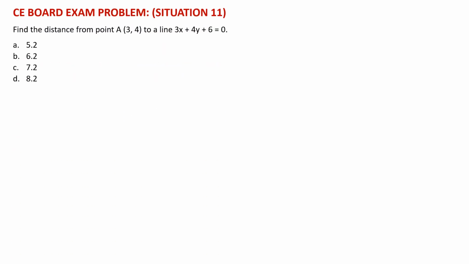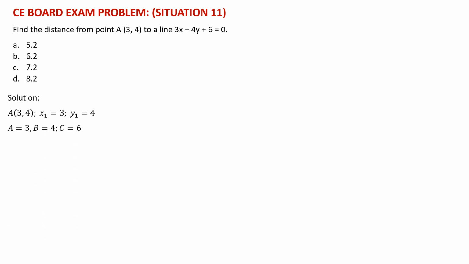And now let's have another problem. We have to determine the distance from a point (3, 4) to a line 3x plus 4y plus 6 equals 0. And the following choices are 5.2, 6.2, 7.2, and 8.2.